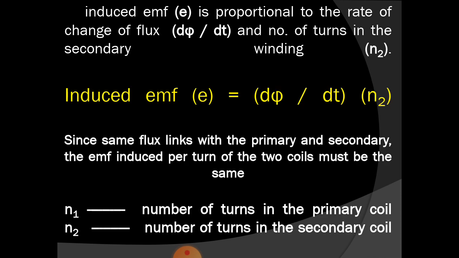This induced EMF is proportional to the rate of change of flux and the number of turns in the secondary winding. Here E is equal to d phi by dt into N2. This term d phi by dt is the rate of change of flux. N2 is the number of turns in the secondary coil. Since the same flux links with the primary and secondary, the EMF induced per turn of the two coils must be the same.